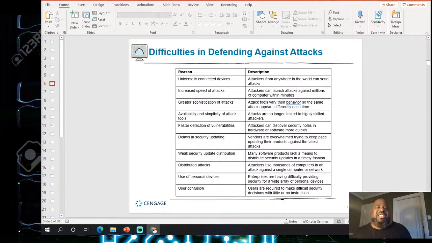Difficulties in defending against attacks: universally connected devices, right? That's IoT. Increased speed of attacks. Right now, if you're late on a patch, the hackers are going to be all over you. Greater sophistication of attacks. You're talking about Kaseya and SolarWinds, right? Super sophisticated nation states. How do you handle that, right? How do you mitigate that, right?